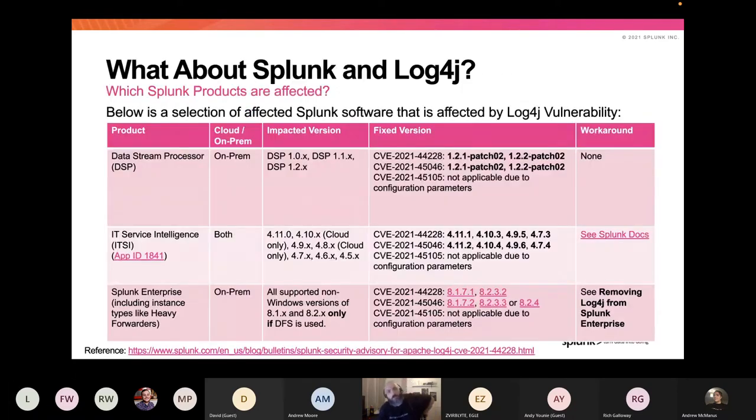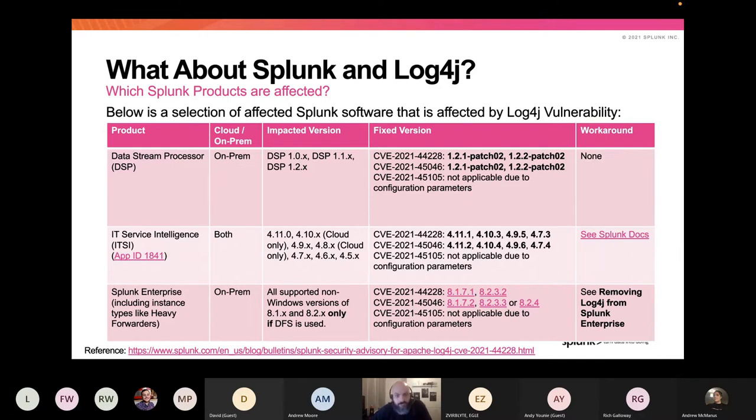So what about Splunk and Log4j? There were a few capabilities in Splunk that were actually affected by this. The list was actually a bit larger. A lot of them were add-ons, especially ones that did Java-y sort of stuff. But I just selected a few of the ones I was interested in, or at least the big hitters. So the data stream processor, which is something I've just completed the course for, and would highly recommend. It was a really good course.